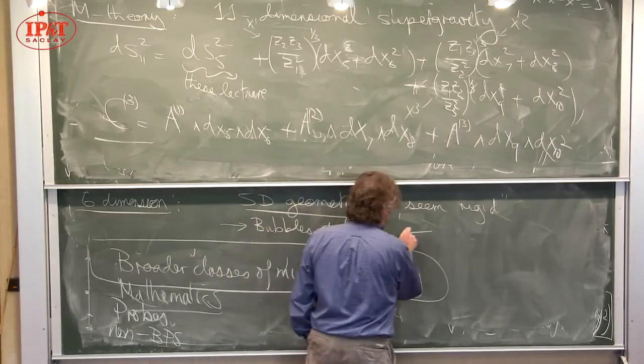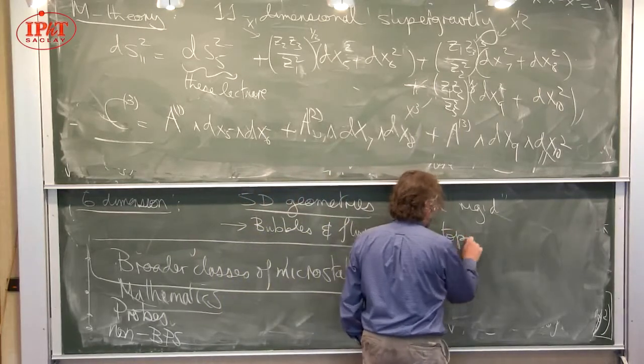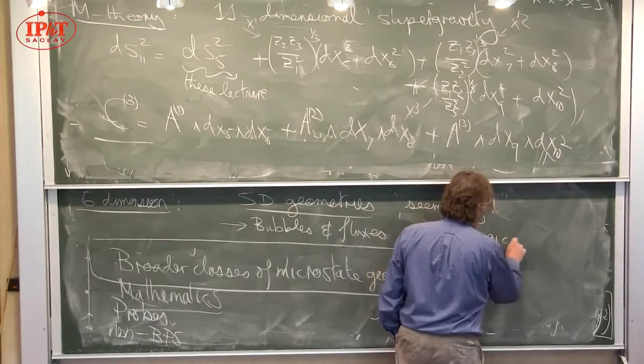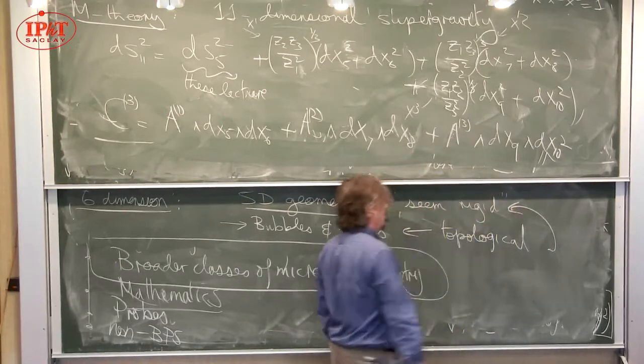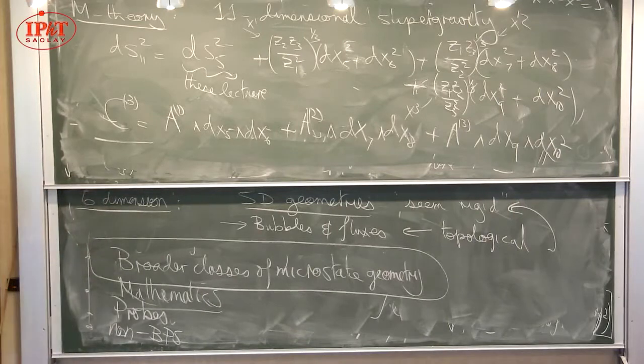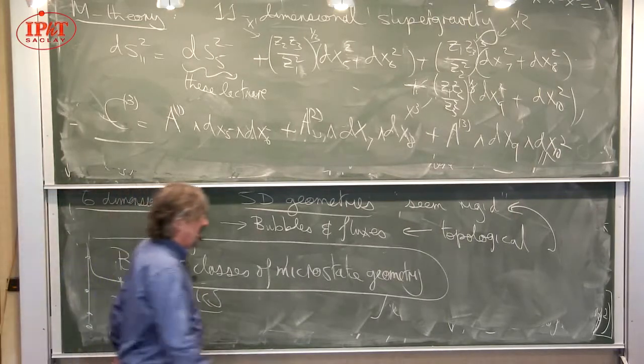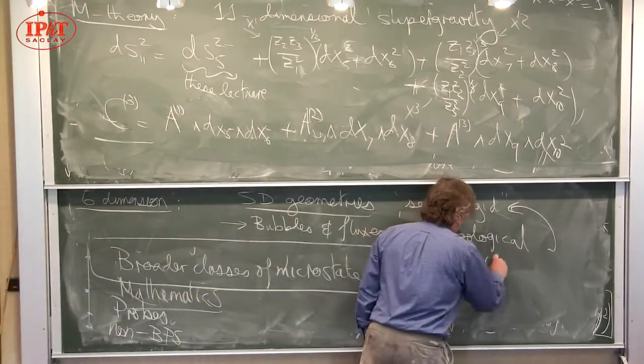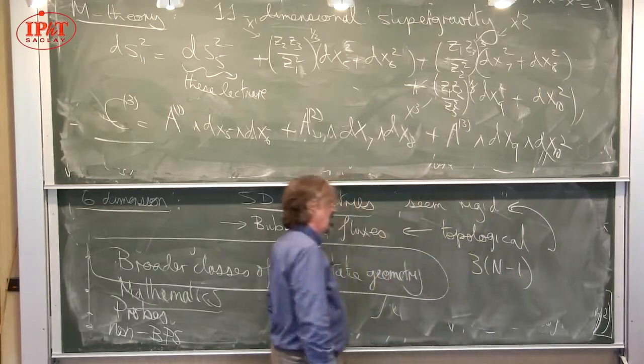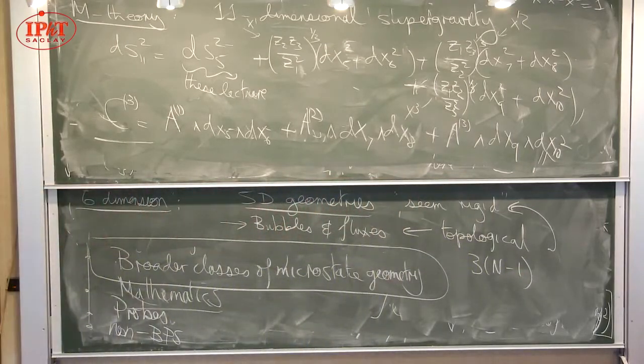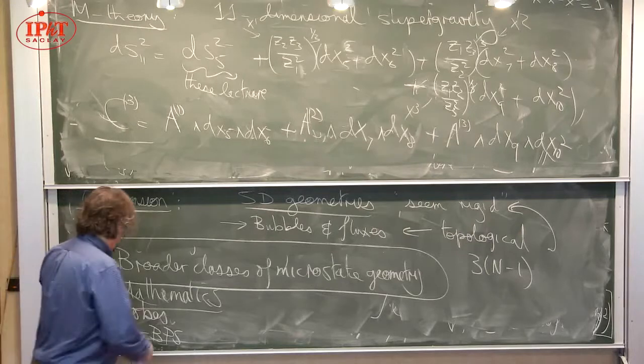And everything seems very topological. And that's the sense in which I seem rigid. You know, there are lots and lots of these 3n-1 parameters, and that's a largish moduli space, but it's nowhere near enough to store the entropy of a full black hole. So the question is, can you do something?